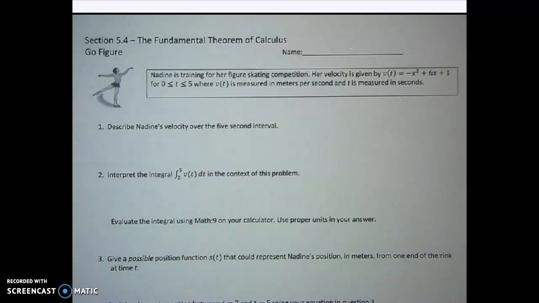Starting off, Nadine is training for her figure skating competition. Her velocity is given by v of t equals negative x squared plus 6x plus 1 for t in the interval between 0 and 5, where v of t is measured in meters per second and t is measured in seconds. Pause the video, please, if you would. If you can just, in your own words, describe Nadine's velocity over the 5-second interval.